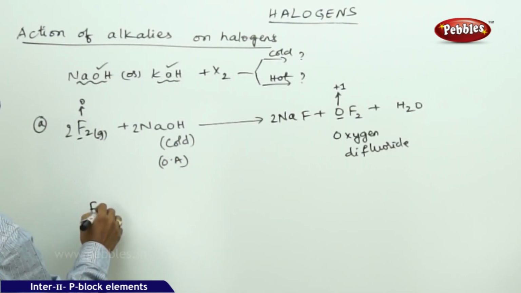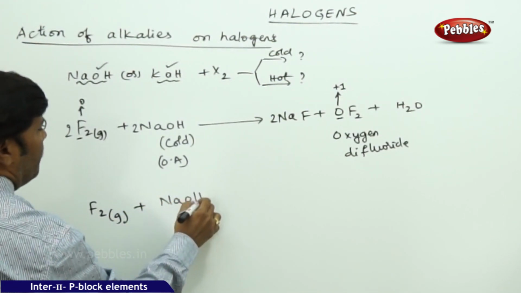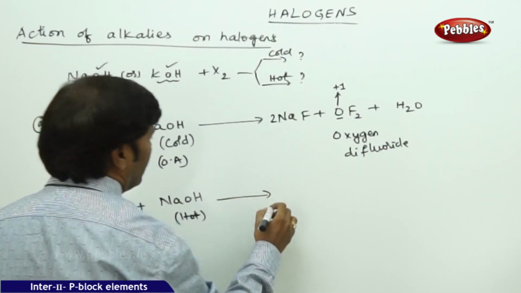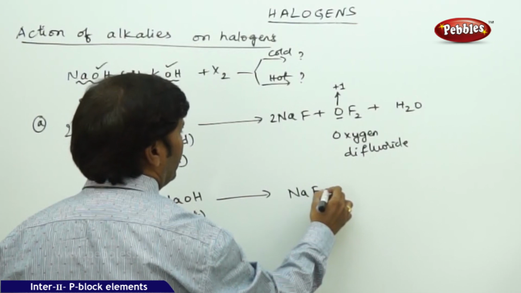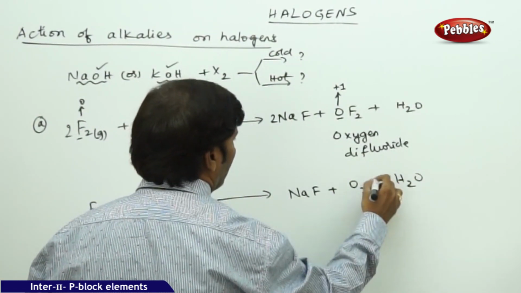Now if you go for the same fluorine gas with sodium hydroxide in the hot case, then you find that yes, you are going to get sodium fluoride plus O2 gas plus H2O. Yes, directly we are getting oxygen gas over here.